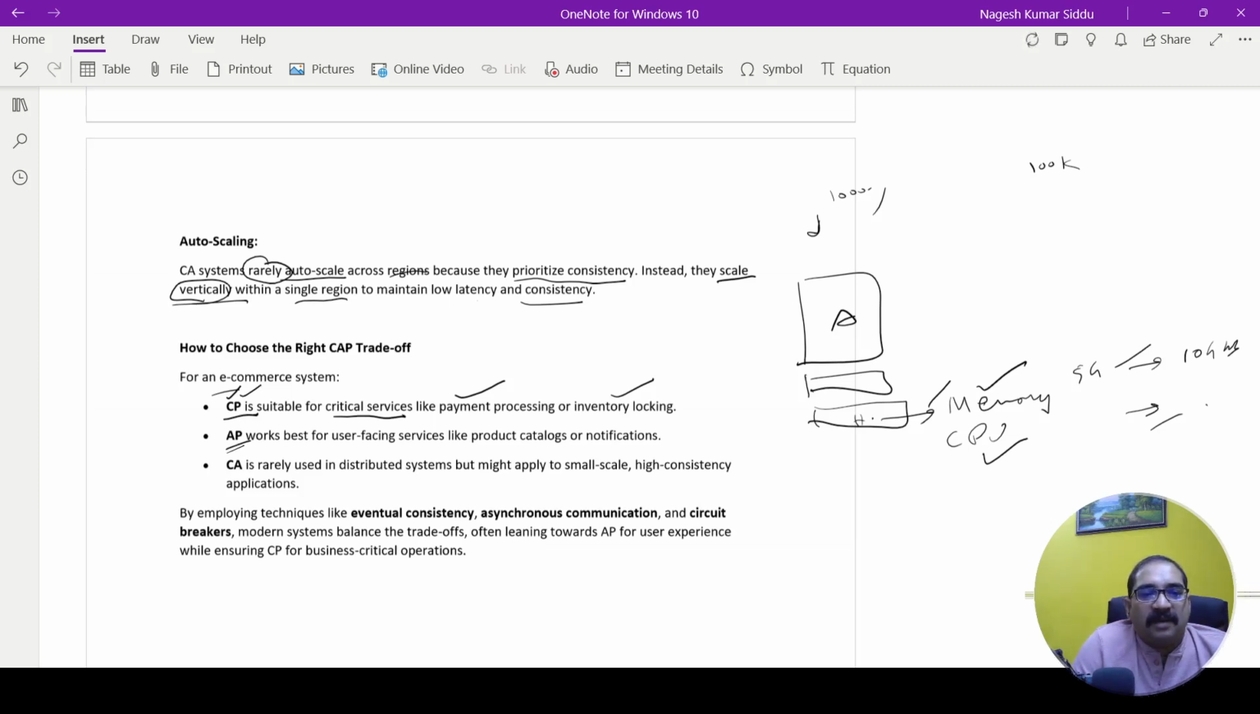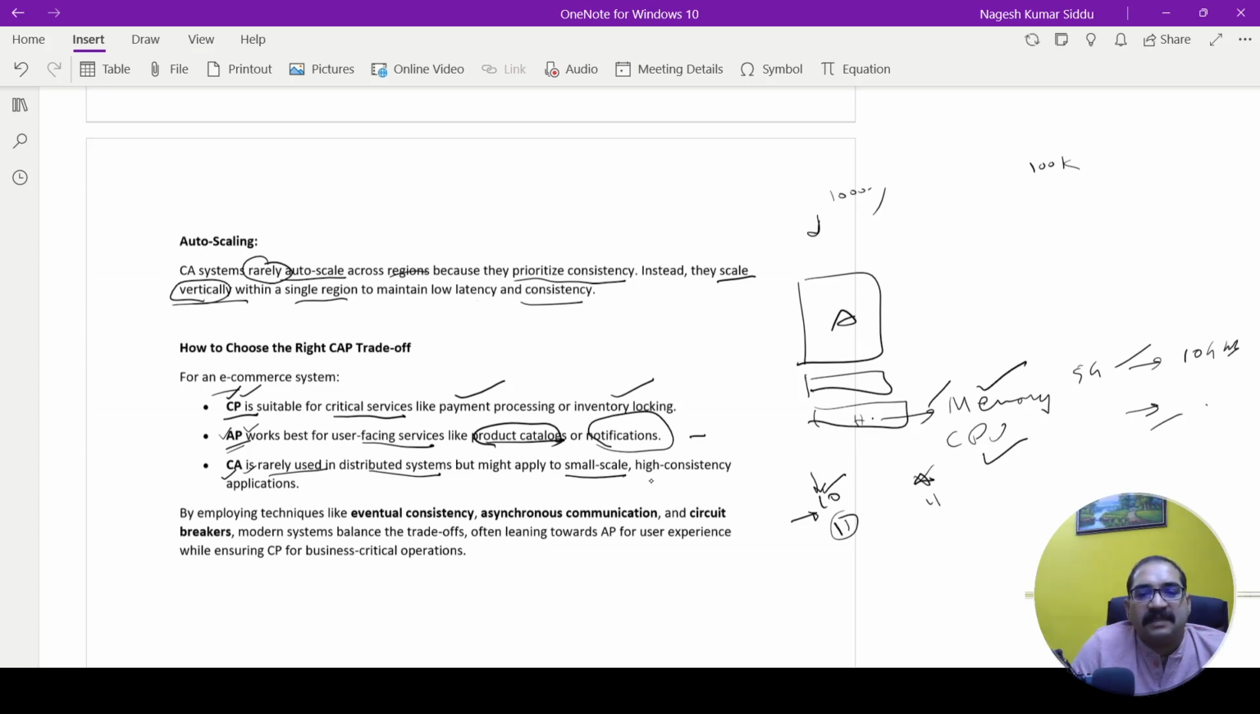Now availability and partition tolerance works best for user-facing services like the product catalog. That means I have a catalog of, say, 10 products. Suppose I add a new product, an 11th product. The user may not see the 11th one, and that is fine, we will show 10. Maybe after some time the user sees the 11th one. It's okay, but the user should see some response. It should not throw some error, right? So in a catalog service or a notification service, we can make availability and partition tolerance a priority, compromising consistency.